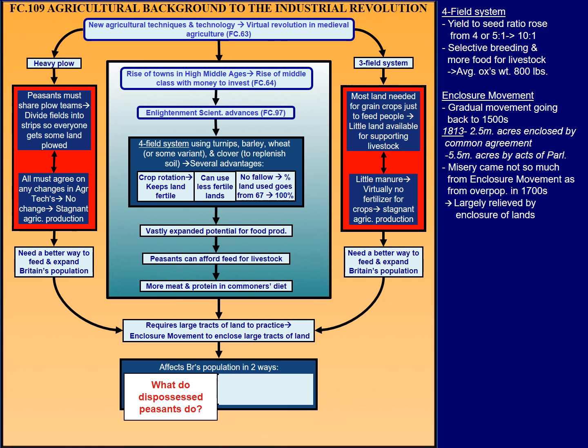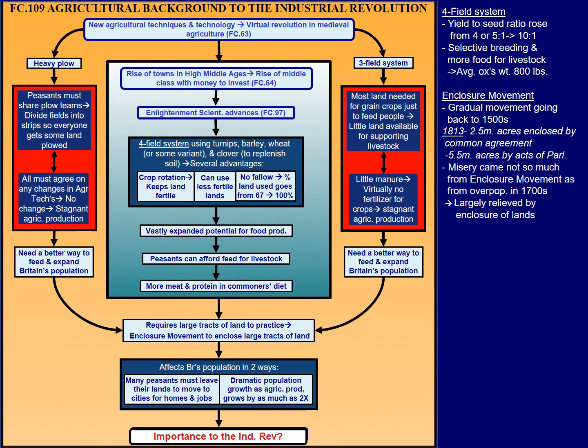But it wasn't so good for the peasants. They've lost their land, they've lost their way of making a living, so what are they going to do? Well, most leave the countryside and move to the cities, looking for new jobs in the factories that are just getting started. Another result is that with all this food available, famines become much less common, which means a lot more children grow to adulthood, increasing the overall population as much as 2 times.